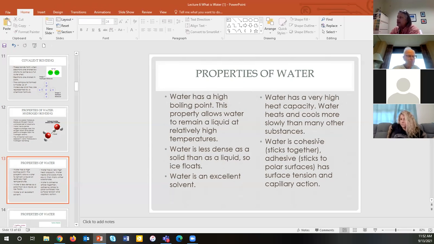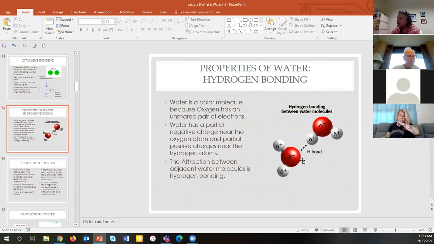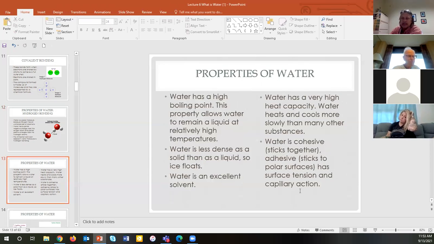Water has a high heat capacity. That's how it moderates world climate. It absorbs the energy from the sun and heats up slowly and cools off slowly, where land heats up and cools off quickly. So climate is stabilized on Earth because we're mostly water. Water sticks to itself, like this illustration here showed. That's cohesion, or it sticks to any other polar surface. That's adhesion.